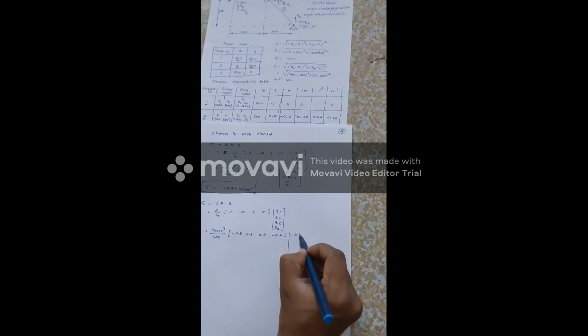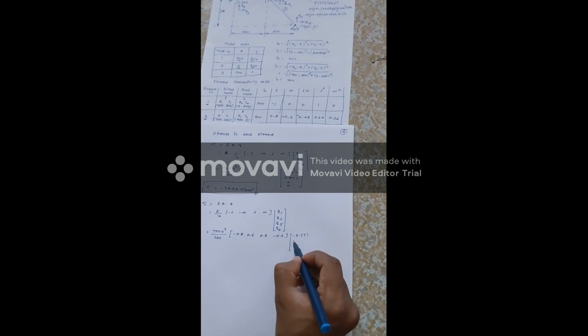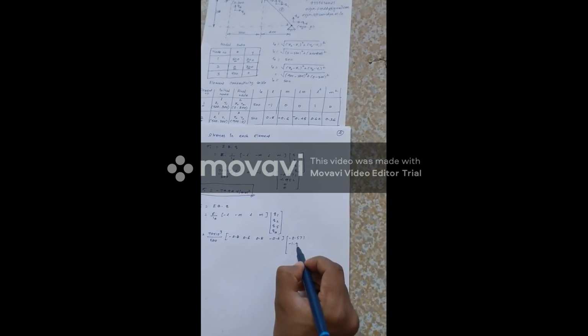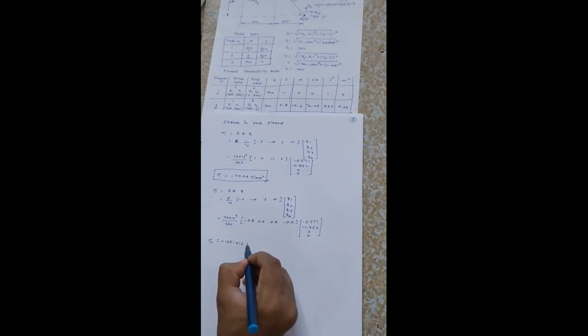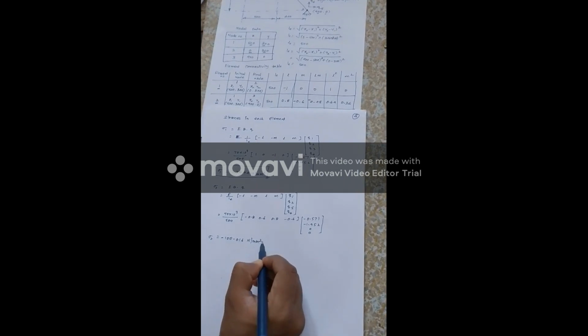Similarly, minus 0.571, minus 1.952, 0, 0. And if we solve this equation, sigma 2 obtained will be 100.016 Newton per mm square.